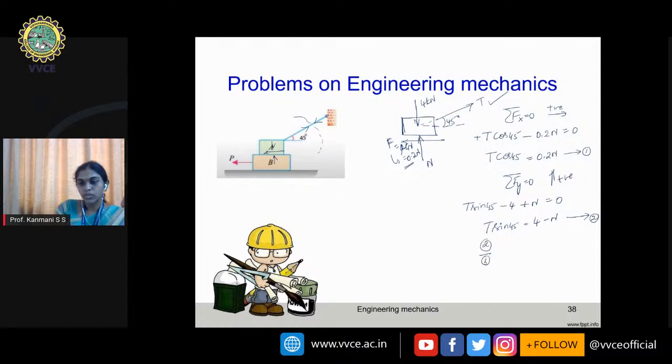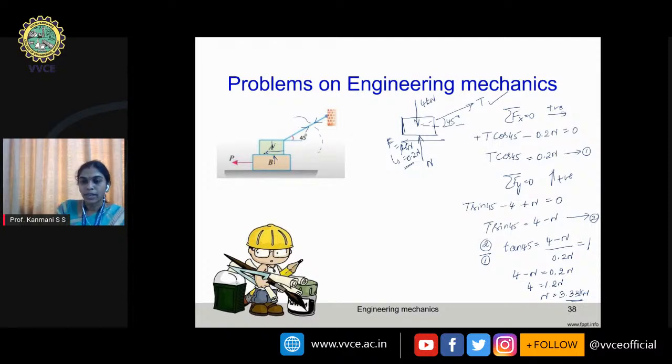If I divide equation 2 by 1, I will get tan 45 is equal to (4 minus N) divided by 0.2 times N. So tan 45 is 1. If you cross multiply this, it will become 4 minus N is equal to 0.2 times N. If I take it to this side, 4 is equal to 1.2 times N, and N is equal to 4 by 1.2. So 4 by 1.2 is 3.33. Okay, 3.33 kilonewton is the normal reaction that we have.